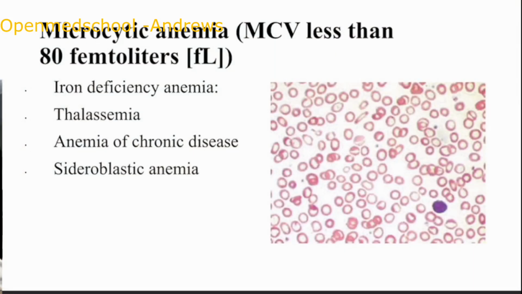We have already mentioned the anemias are divided into microcytic anemia depending upon the MCV less than 80 femtoliters. The most common causes are iron deficiency anemia, thalassemia, and anemia due to chronic disease, and sideroblastic anemia can also produce microcytic anemia. So what are the common causes of microcytic anemia? Number one is iron deficiency, second is, remember, thalassemia, third anemia of chronic disease sometimes, and sideroblastic anemia.